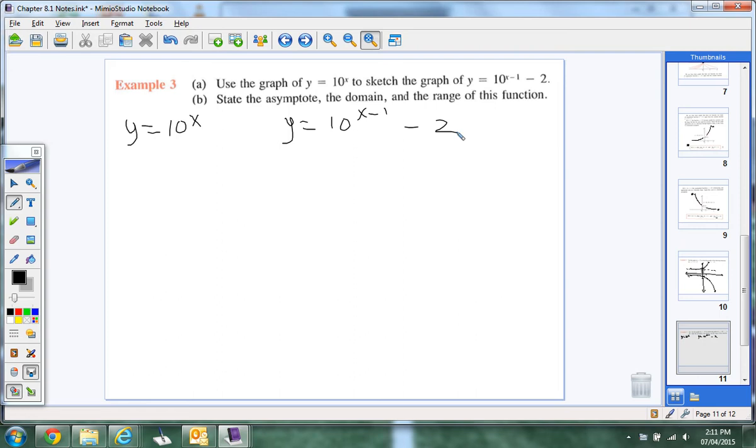So let's do some color coding here. We'll do this one with the green, this one, the change with the blue, and we'll keep our graph black here.